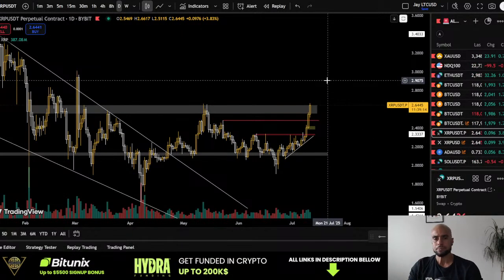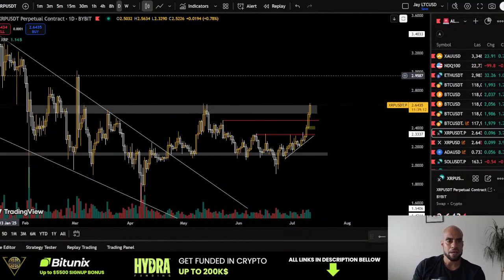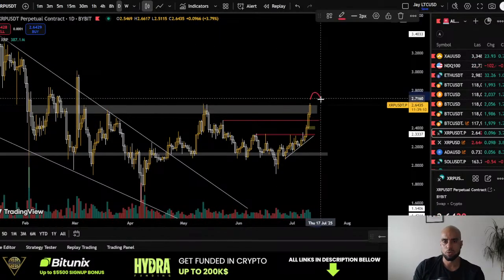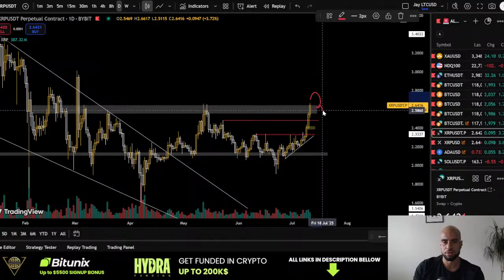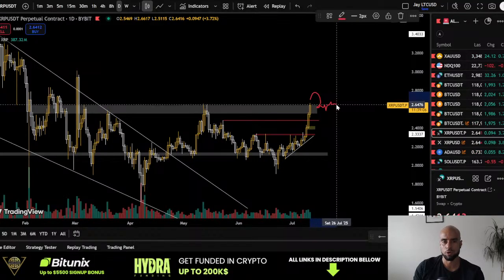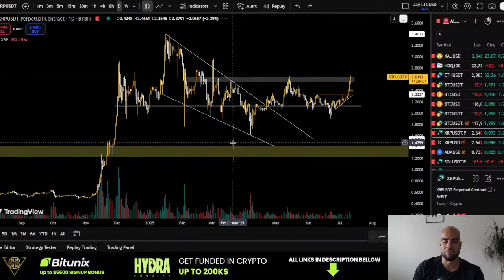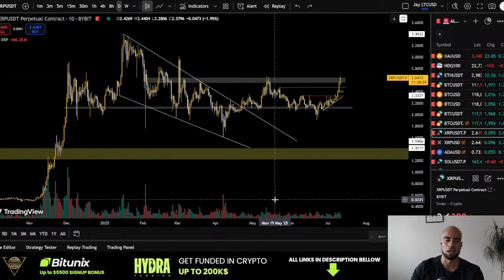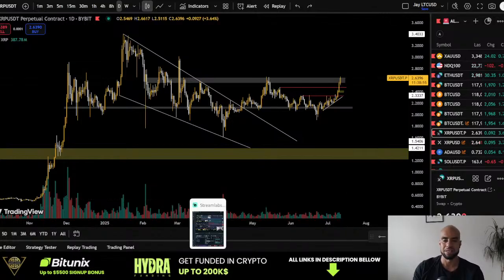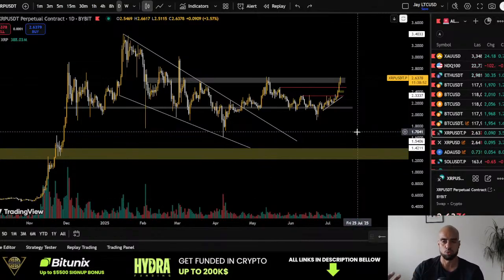Once we do that, I'm expecting us to come back, retest it and start building support here. All right, start building support for the next leg upwards. XRP is undervalued. It's very undervalued. It is definitely a long-term gem for you to bet on. If you want to hold long-term, XRP is the case. It is what you want to have.